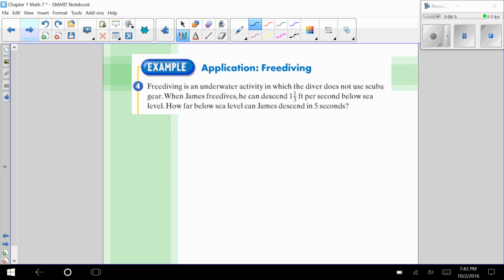So, a word problem. Free diving is an underwater activity in which the diver does not use scuba gear. When James free dives, he can descend 1 1/3 foot per second below sea level. How far below sea level can James descend in 5 seconds? So we are going to take our 1 1/3 and we're going to multiply it by 5. Well, let's change 1 1/3 to an improper fraction. 4/3 times 5.